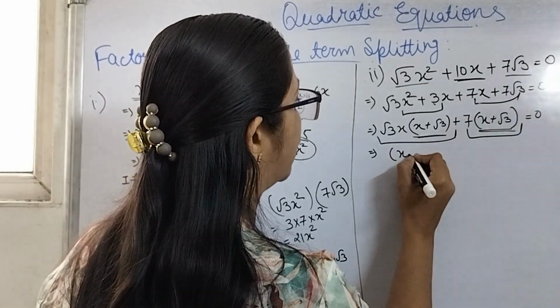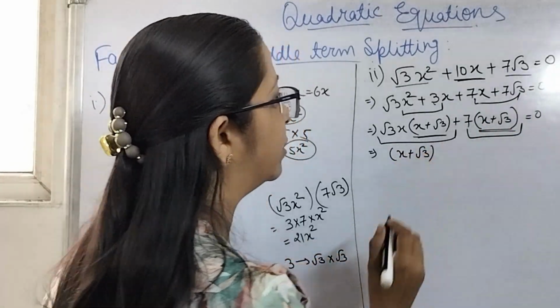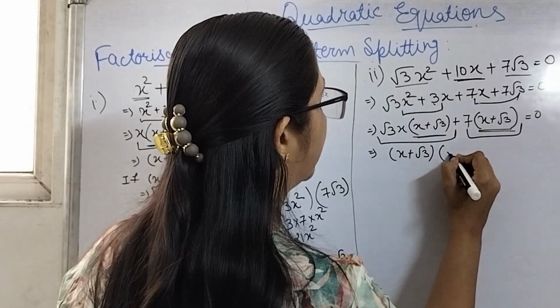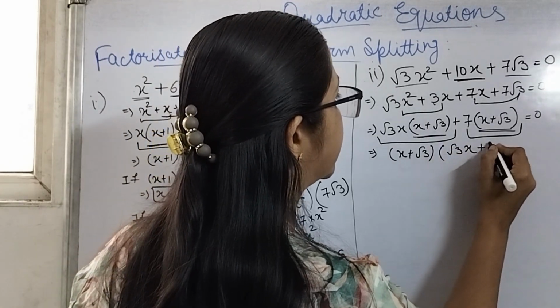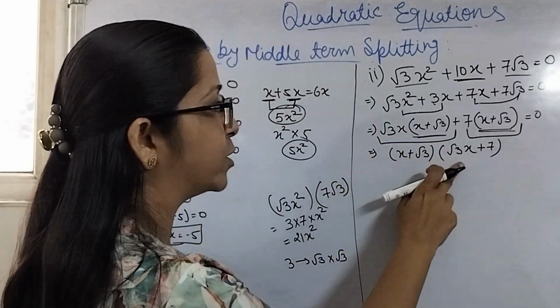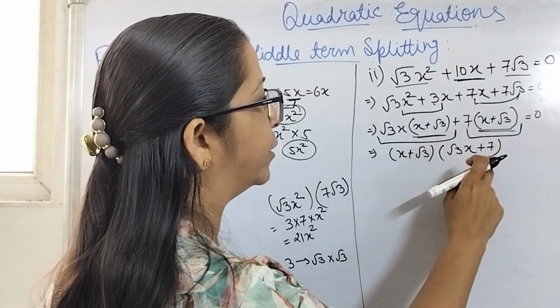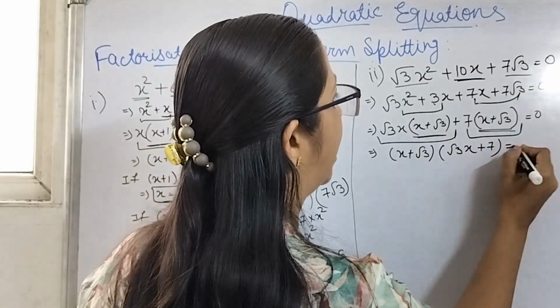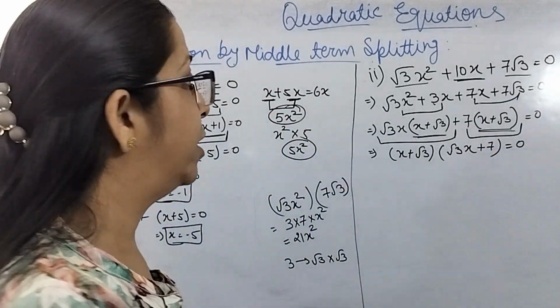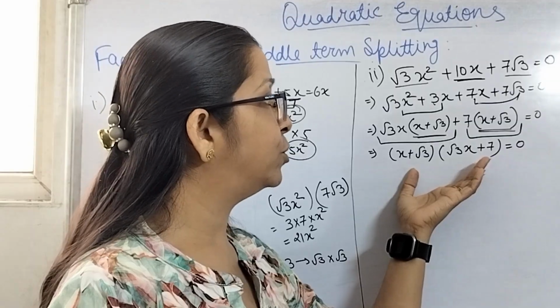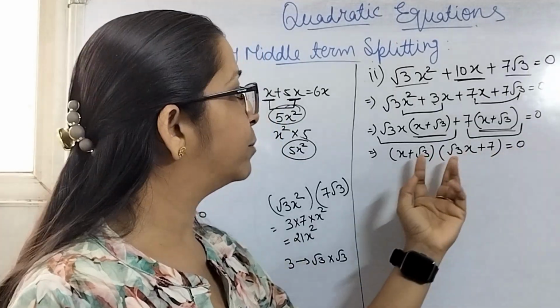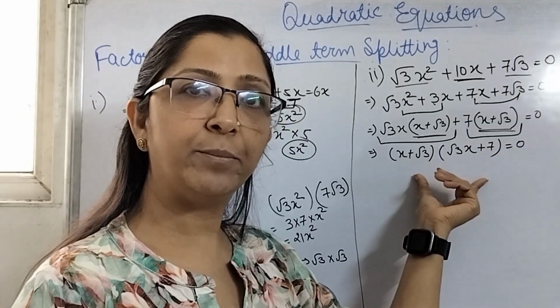So we will be taking x plus root 3 common, and the remaining will be root 3x plus 7. Here root 3x will be the remaining part and here 7 will be the remaining part, and it is equivalent to 0. Now the product of these two is equivalent to 0.